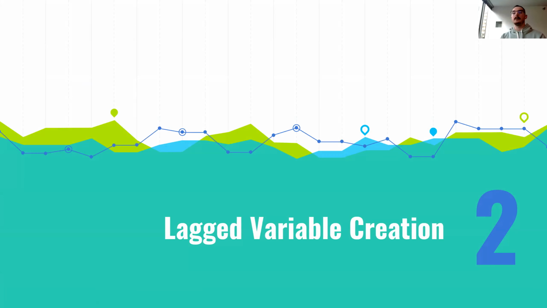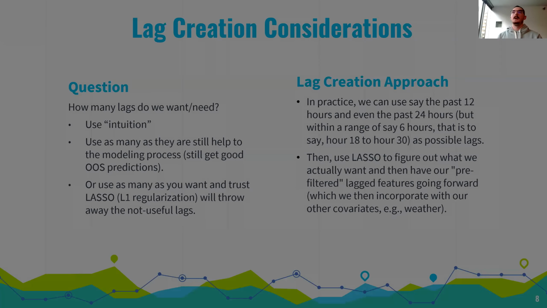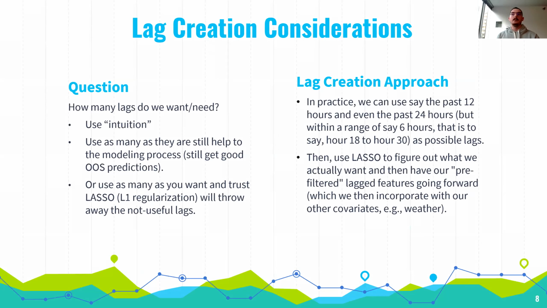Part 2, the lag variable creation. So this is the first time I've dealt with a time series data set, and I was really excited because I feel like a lot of data that we see nowadays, whether it's COVID numbers or stock statistics, are all time series. And so the first question I had was, I know I need to create lag values, but how many do I want to create?